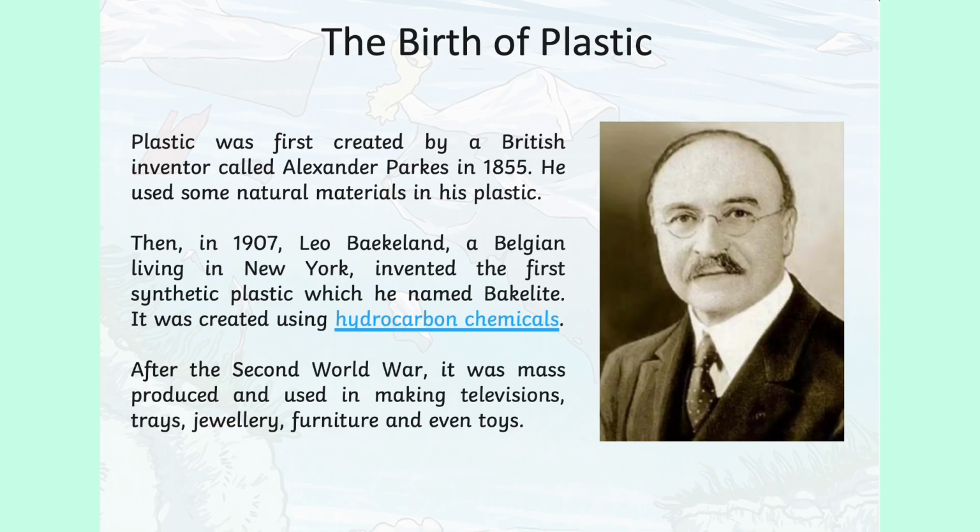So to start off with, we're going to be talking about the birth of plastic. Plastic was first created by a British inventor called Alexander Parkes in 1855. And here's a picture of him to the right. And he used some natural materials in his plastic. And then in 1907, Leo Baekeland, a Belgian living in New York, invented the first synthetic plastic, which he named Bakelite. And it was created using hydrocarbon chemicals. After the Second War, it was produced everywhere, and it was used in making televisions, trays, jewelry, furniture, and even toys.